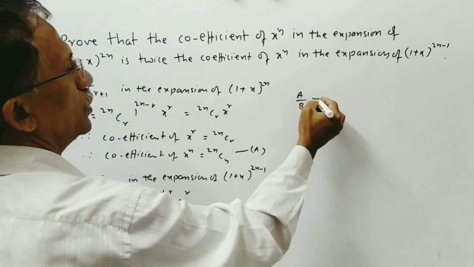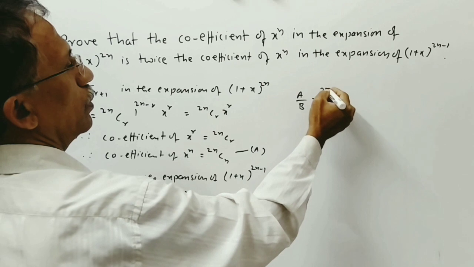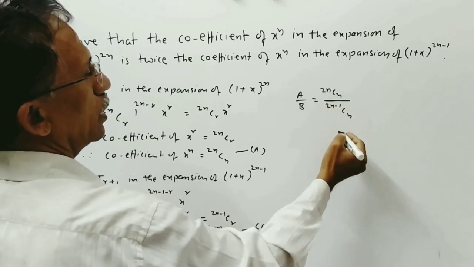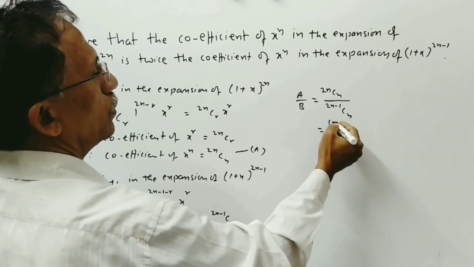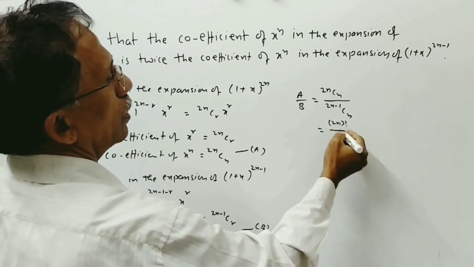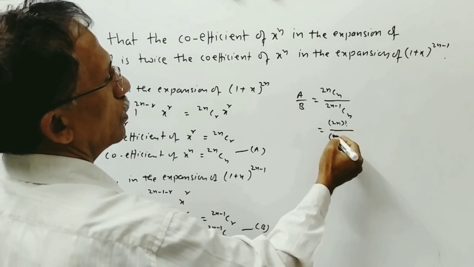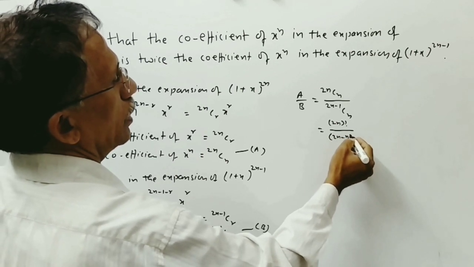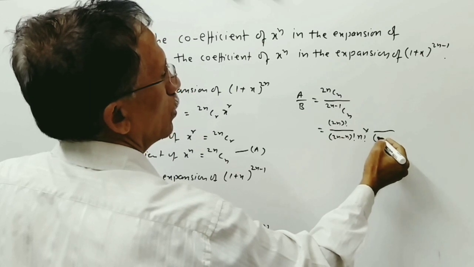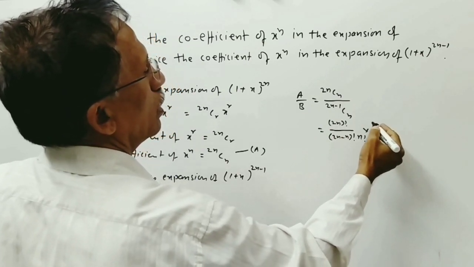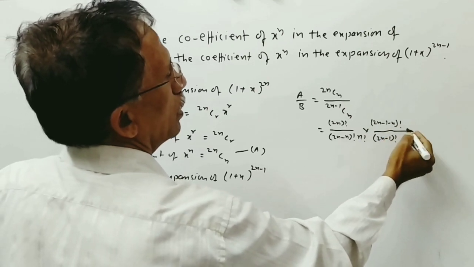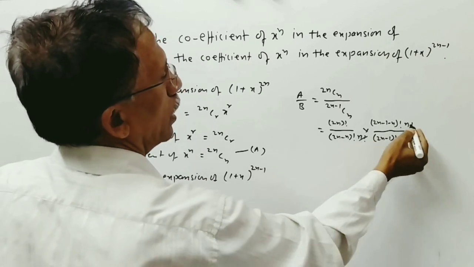A by B is equal to 2n c n divided by 2n minus 1 c n, is equal to 2n factorial divided by (2n minus n) factorial into n factorial into (2n minus 1) factorial divided by (2n minus 1 minus n) factorial into factorial n. Factorial n and factorial n we can cancel.